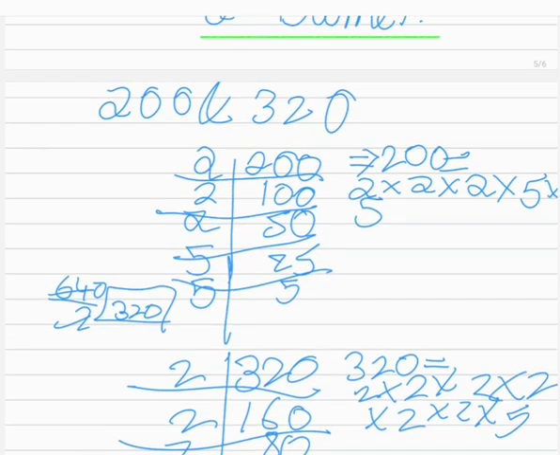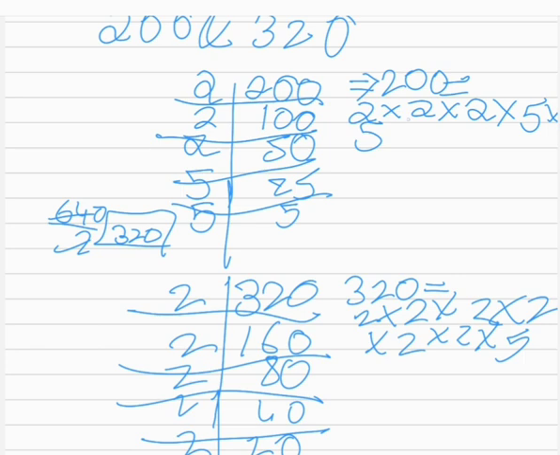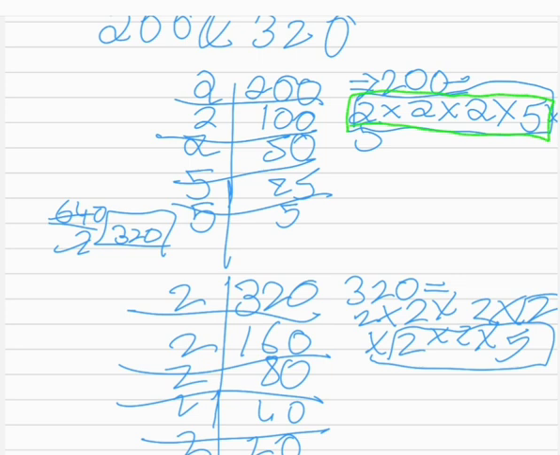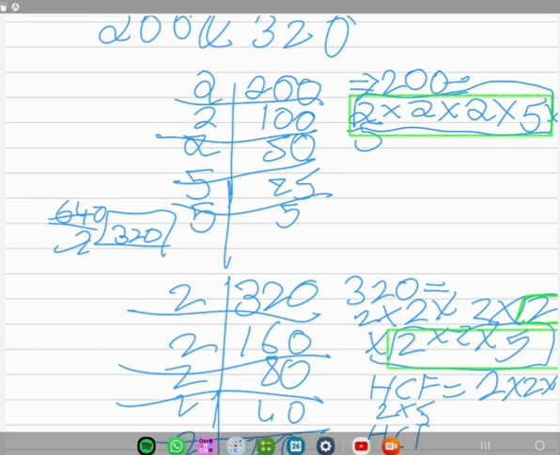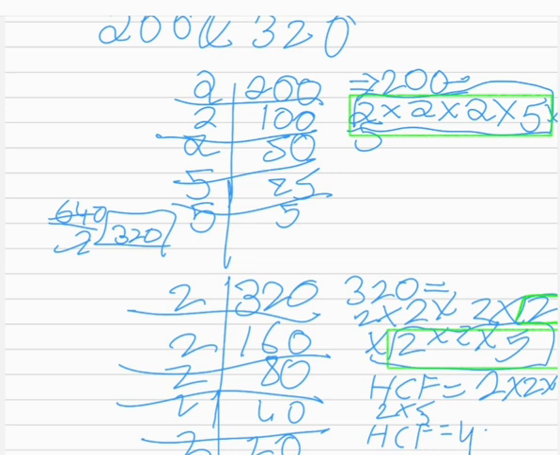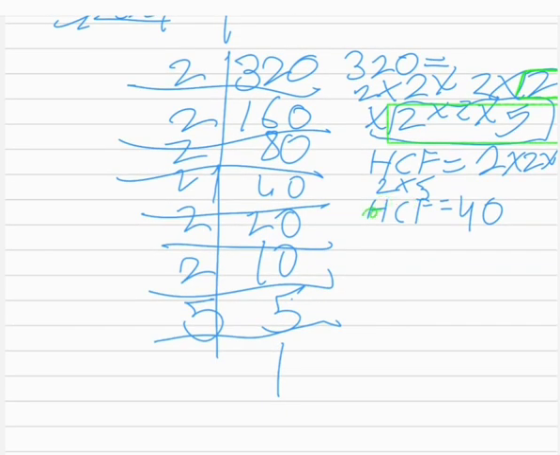Then see the common numbers appearing in both: 2 into 5, 2 into 5, 2 into 5. I will mark it with this marker so you can understand. So our HCF is equal to 2 into 5 into 2 into 5, which is equal to 40. Yes, what a calculation! You are the calculation master. Very good.